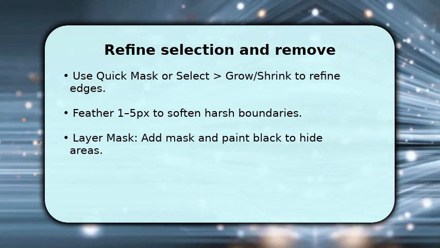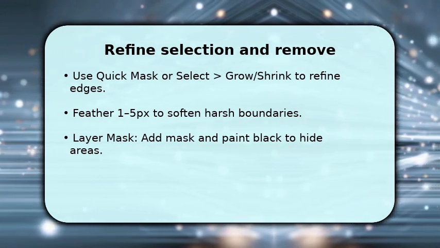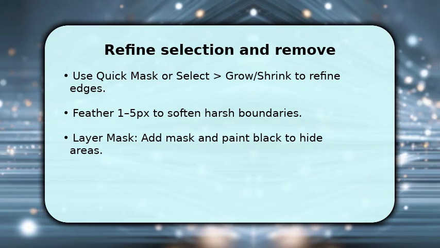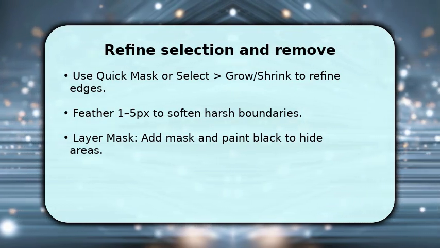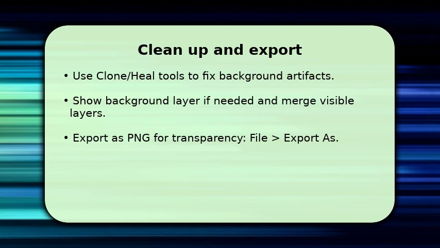Add a layer mask to the duplicate layer and paint with black to remove, white to restore. This non-destructive method lets you tweak the mask until the object is cleanly gone. Finish by cleaning leftover artifacts with the clone or heal tools. Sample nearby pixels and paint gently to recreate background texture.